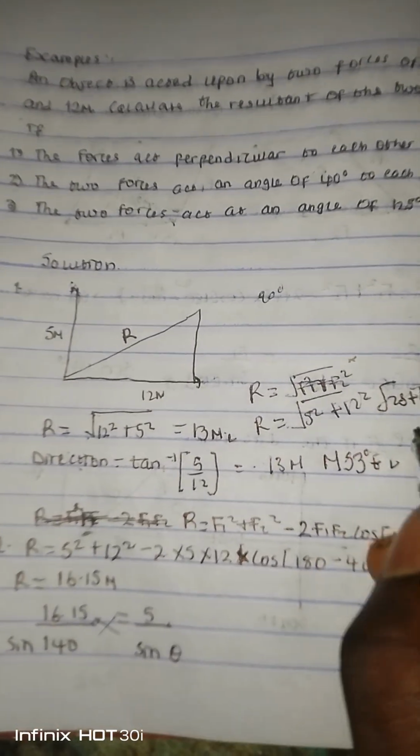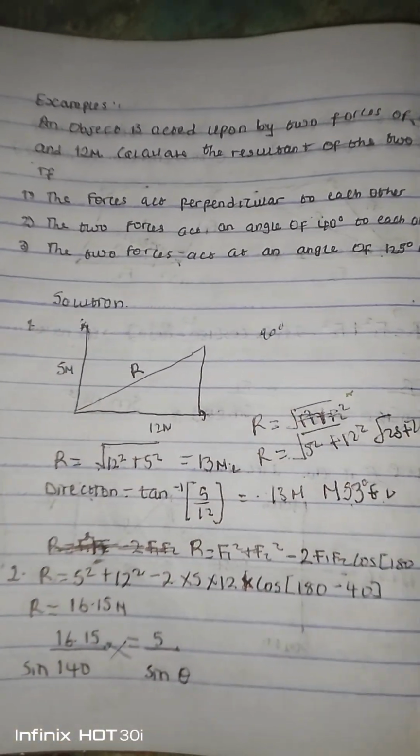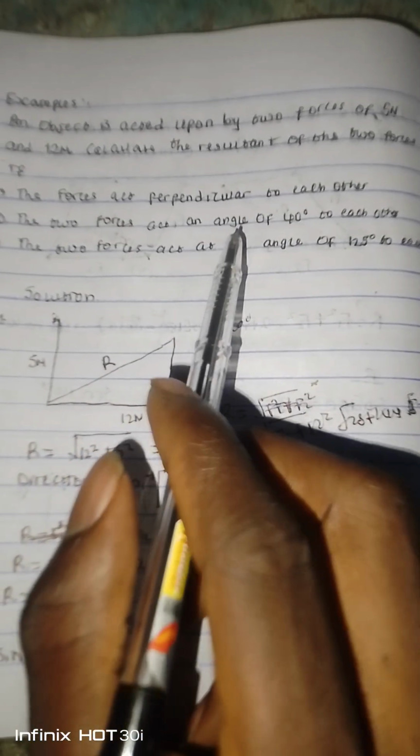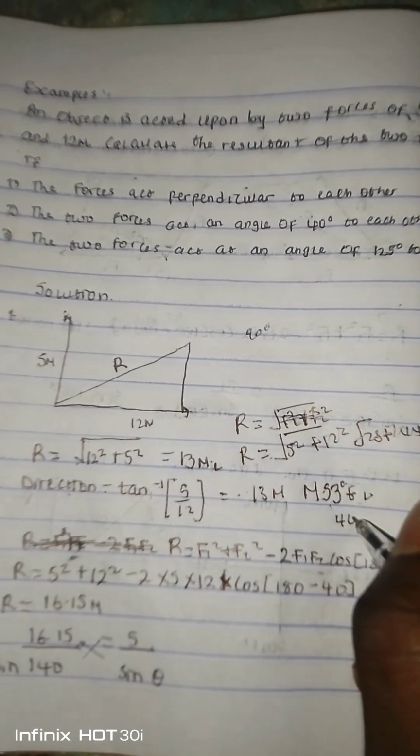I'm also going to give another example on this. They say find the two forces. This we have solved for number one. They never asked us for direction, but I just did that as a bonus. If the two forces act at an angle of 40 to each other, remember this law. Let me show you again.